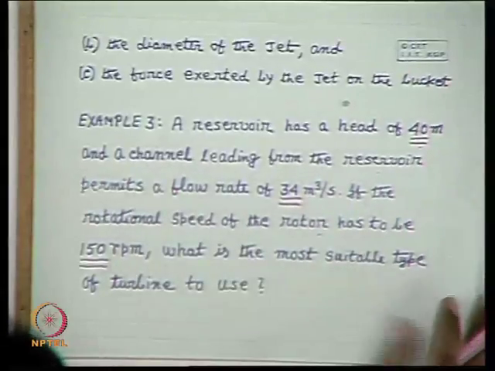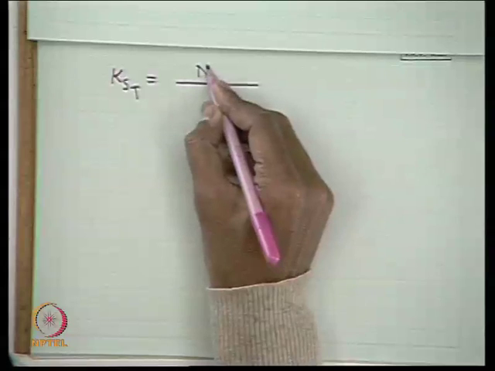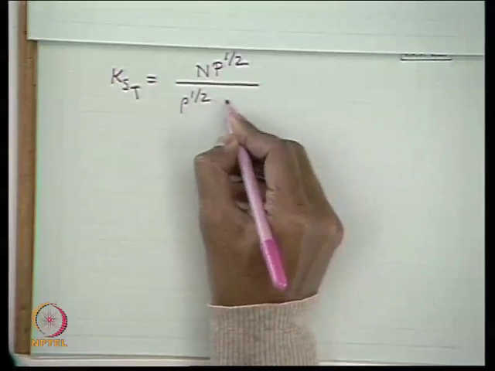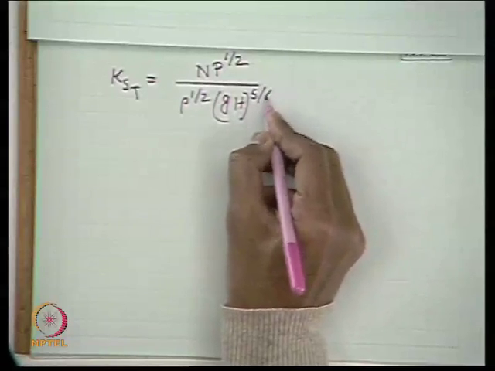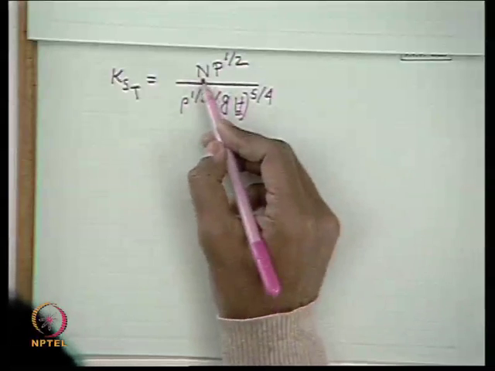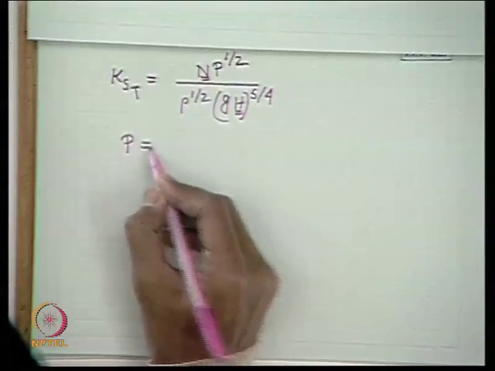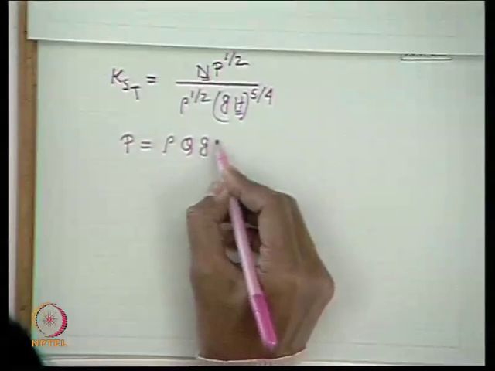So, this is the problem. Now what we do, we have to calculate the specific speed. That means N P to the power half, rho to the power half, (g h) to the power 5 by 4. So, h is given as 40 meter in the problem. Rotational speed is given, so you will have to calculate the power. What is power? Power is density, flow rate, g, h.